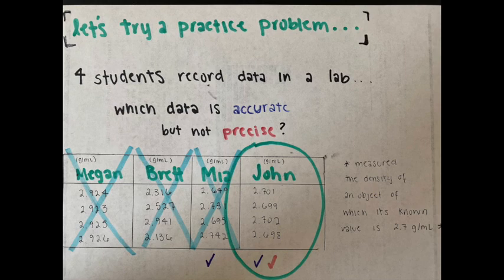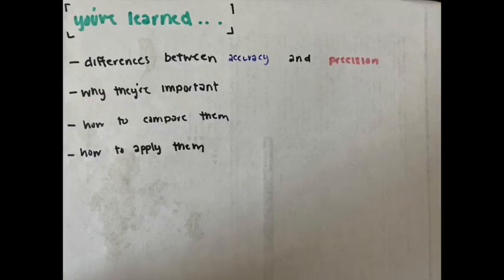After taking this information into consideration, we can then say that Mia has the data that is accurate but not precise. From this video, I hope that you've learned the differences between accuracy and precision, why they're important, how to compare them, and how to apply them.